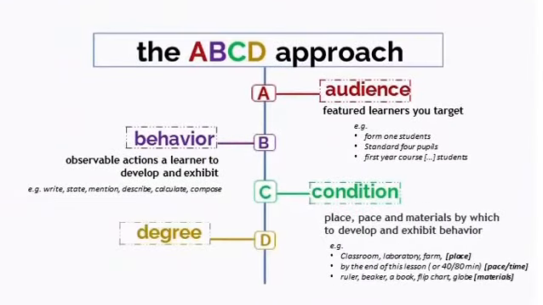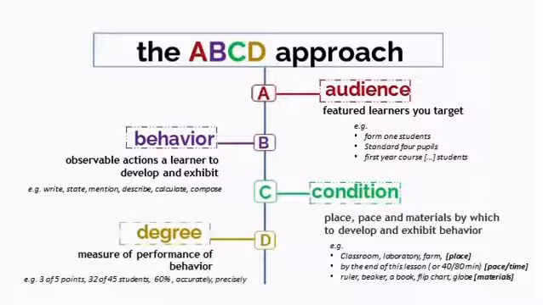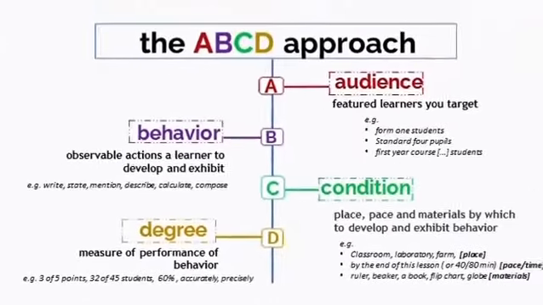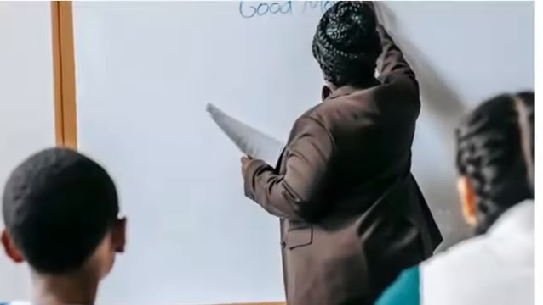And D is the degree, implying the measure of performance of the behavior. For instance, 3 out of 5 points, 32 out of 45 students, 50% accurately, precisely, and so forth. Note that this degree does not necessarily need to be 100%. Nevertheless, you have to decide a reasonable level such that, upon administering a chosen tool of assessment, the feedback so provided will inform whether the intended learning outcome is achieved by your learners or not.